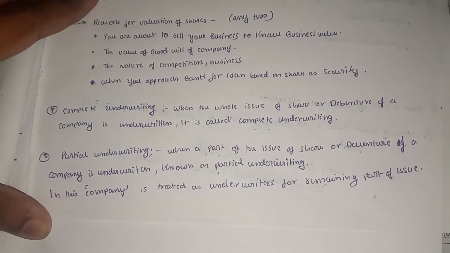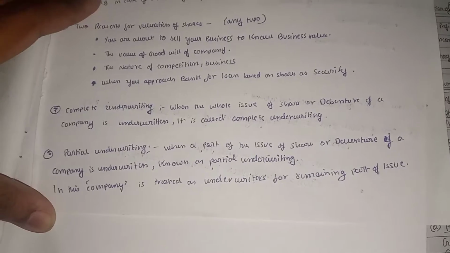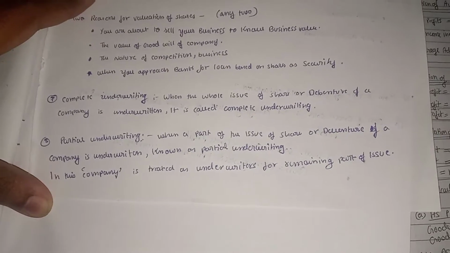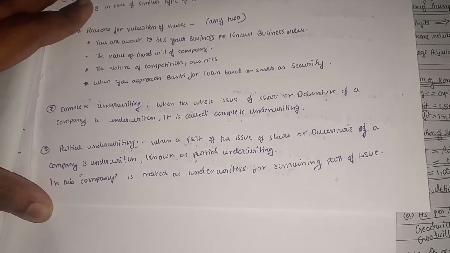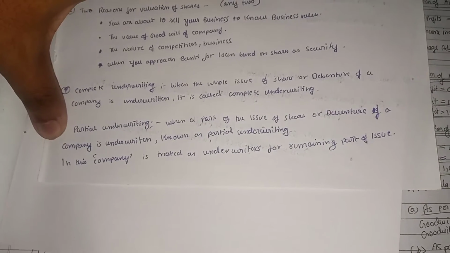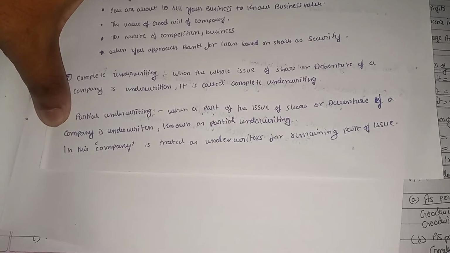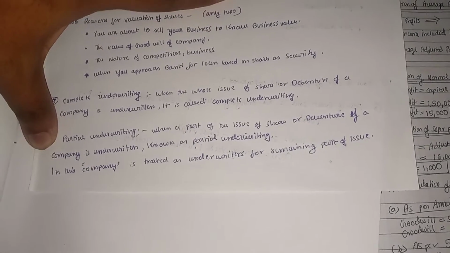Complete underwriting. When the whole issue of the share or debenture of a company is underwritten, it is called as complete underwriting. Partial underwriting. When a part of the issue of share or debentures of a company is underwritten, it is known as partial underwriting. In this, company is treated as underwriter for remaining part of issue.